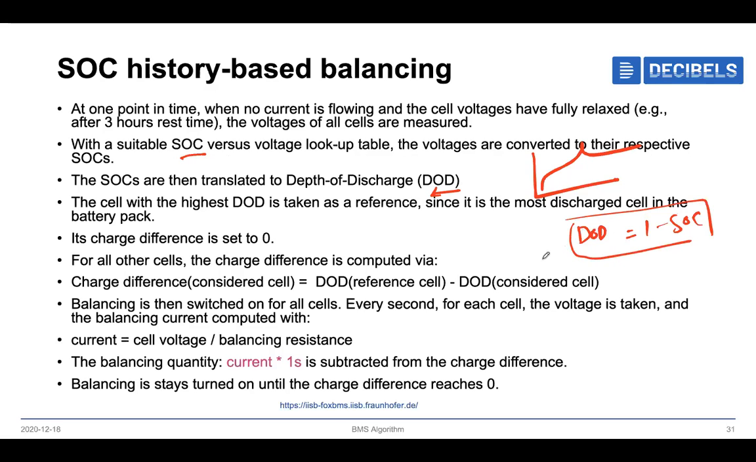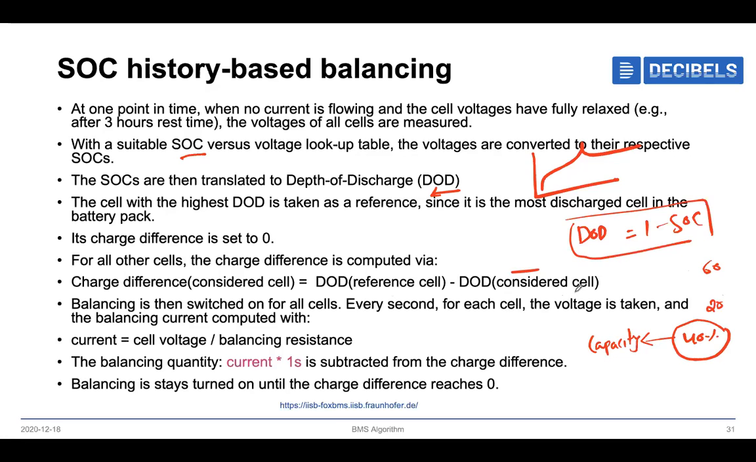So that cell will be taken as the reference cell, and then for the other cells we'll calculate the charge difference with respect to the reference cell, or the weak cell. The charge difference will be calculated as depth of discharge of the reference cell minus depth of discharge of the considered cell. Let's say our depth of discharge of the reference cell is 20 percent, and the considered cell is 60 percent. So the difference is 40. This 40 percent will be equivalent to some capacity. Then we'll try to balance this charge.